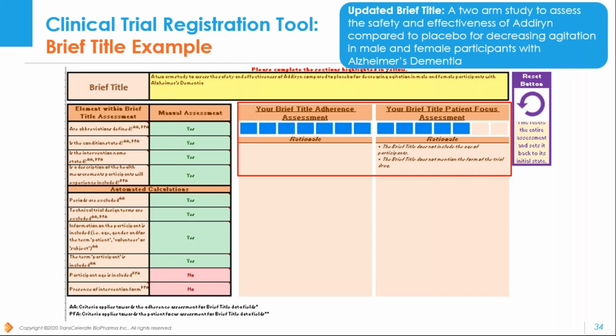So in this example, you will see how slight changes to the brief title can improve the assessment outcome. In this example, we've removed parallel group treatment, phase 2, participant, and investigator masked from the title. It's a little bit small to see on this slide. With these technical design terms removed from the brief title, the quality of our adherence and patient focus assessments improved. And you can see that within those small blue boxes. Next slide.